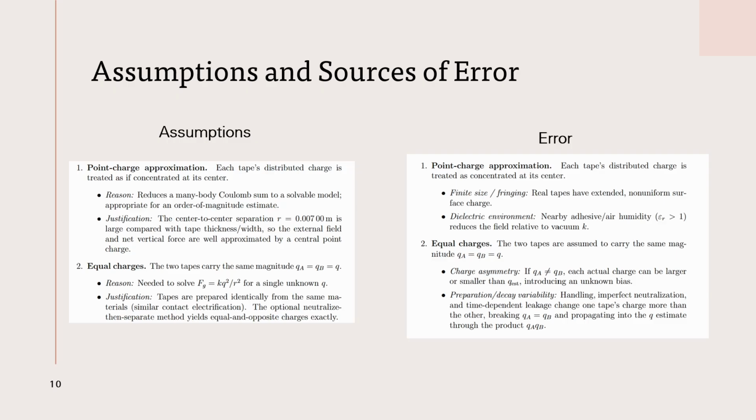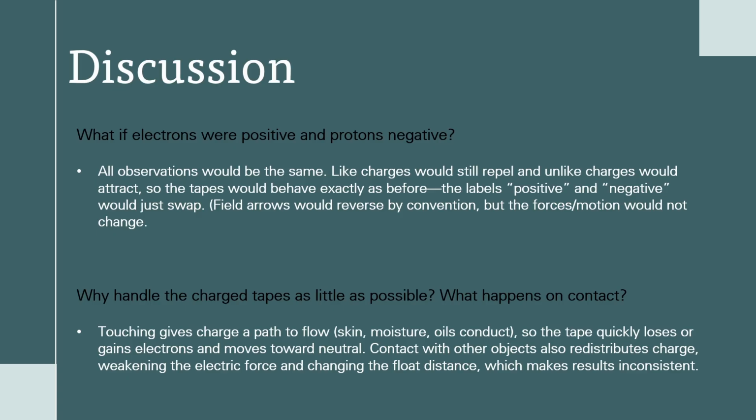Additionally, we assumed that each piece of tape had an equal magnitude of charge. This allows us to turn a two-variable equation into a single variable equation and solve for Q. But since each piece of tape was handled differently and imperfectly, it's likely that one of the tapes lost more charge than the other. After understanding our experimental results, we can surmise on several different hypotheticals.